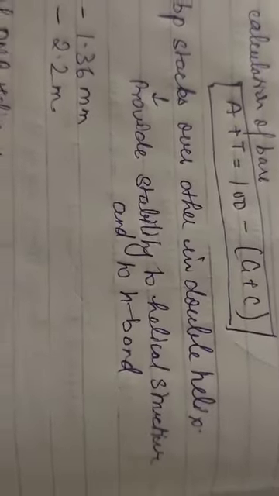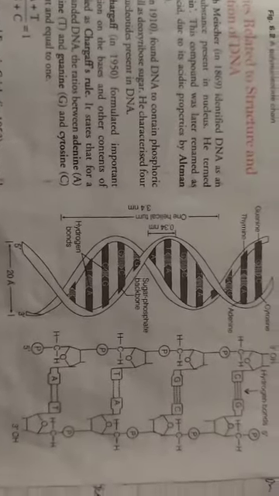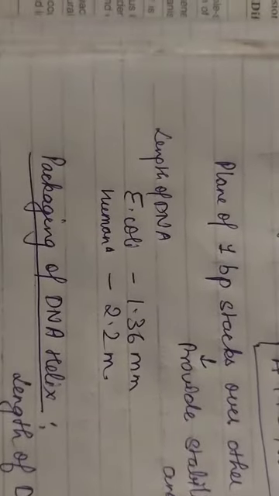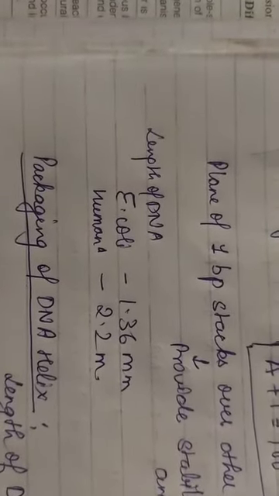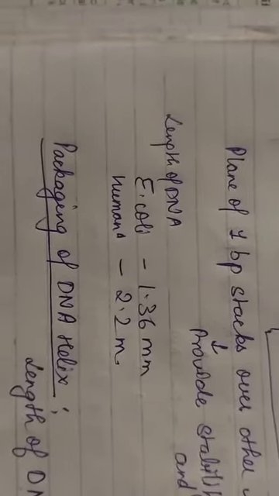Why are they stacking over each other? To provide stability to the helical structure, along with the hydrogen bonds. The length of the DNA is 1.36 millimeters in Escherichia coli, and in human beings 2.2 meters. How is this DNA being packaged? See here, the packaging of DNA.